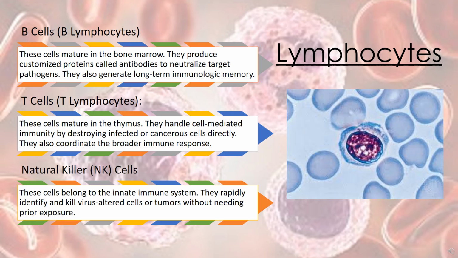Natural killer, NK, cells. These cells belong to the innate immune system. They rapidly identify and kill virus-altered cells or tumors without needing prior exposure.